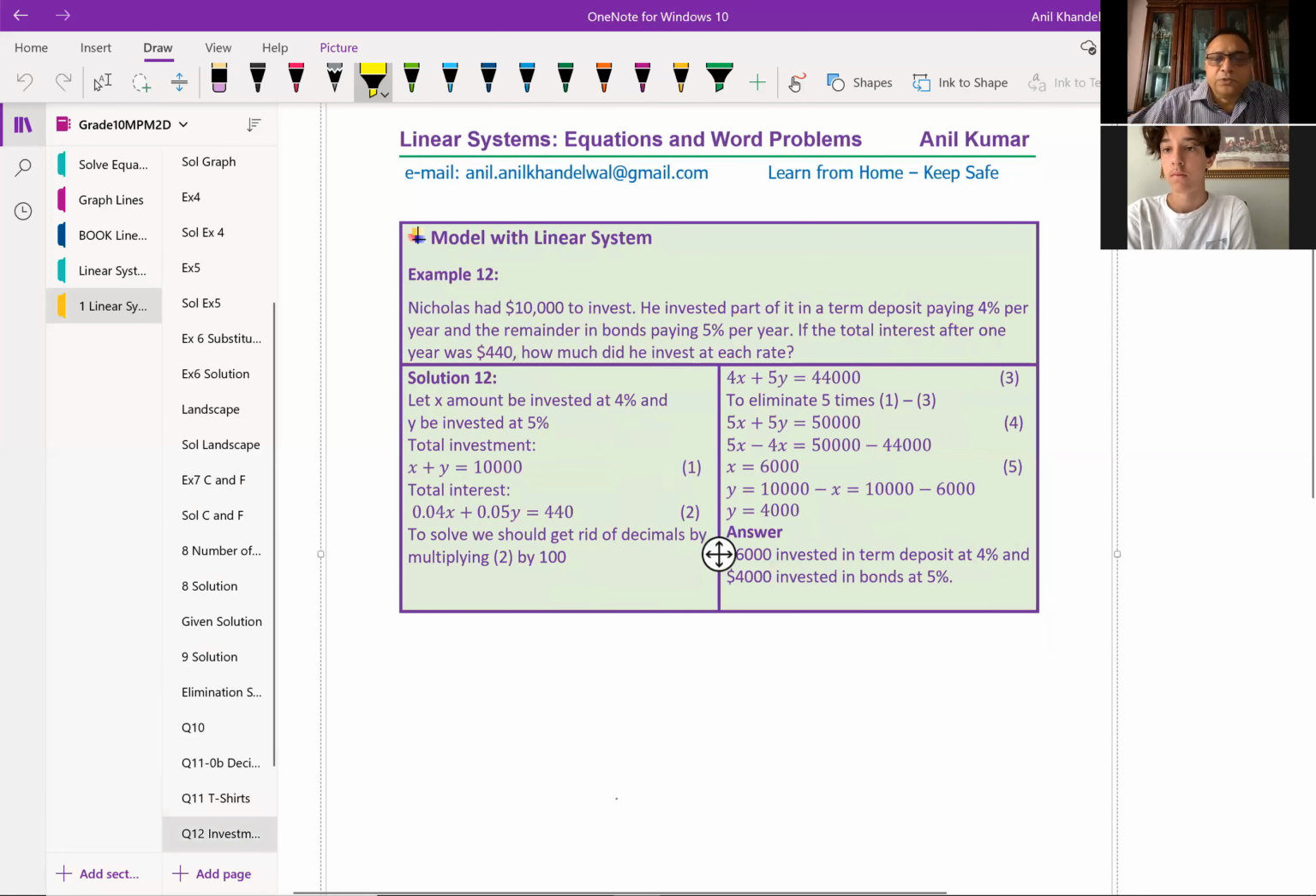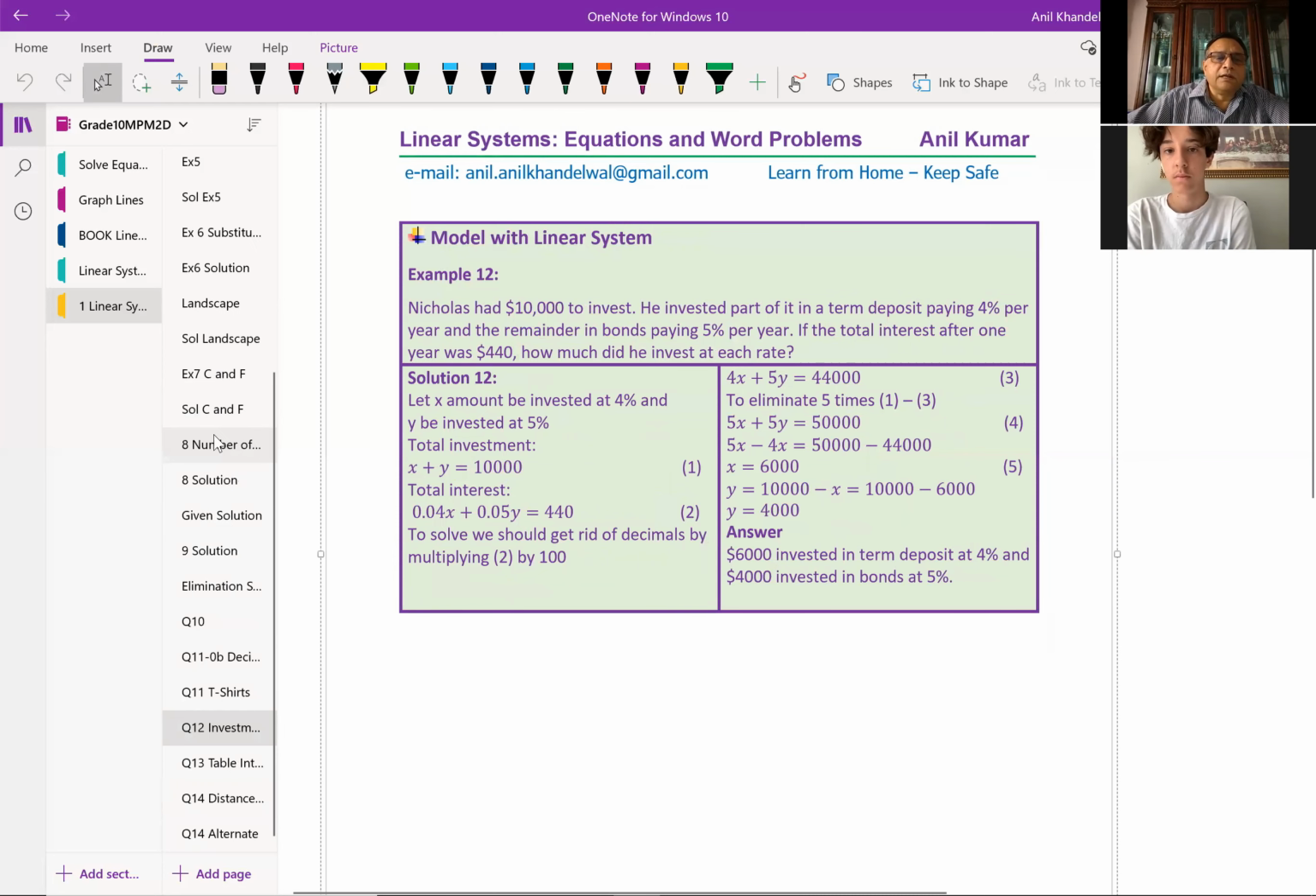Now, let me discuss with you another type of very important question, which is normally seen in a test paper. On a linear system, example 18. Nicholas, can you please read this particular question? It says Nicholas has $10,000 to invest. He invested part of it in a term deposit, paying 4% per year, and the remainder in bonds, paying 5% per year. If the total interest after 1 year was $450, how much did he invest at each rate?